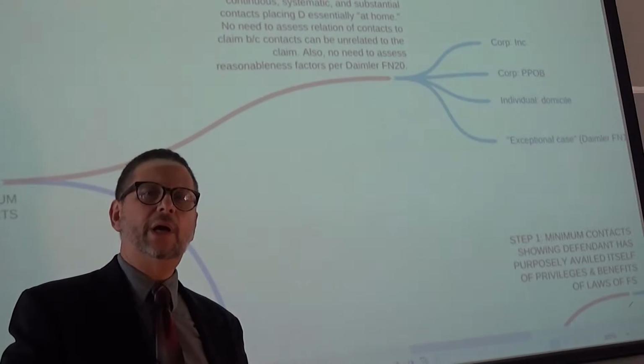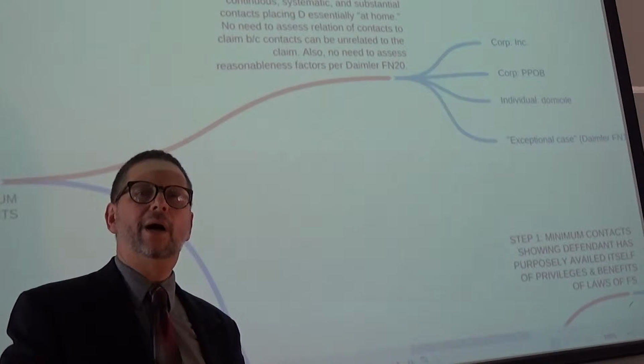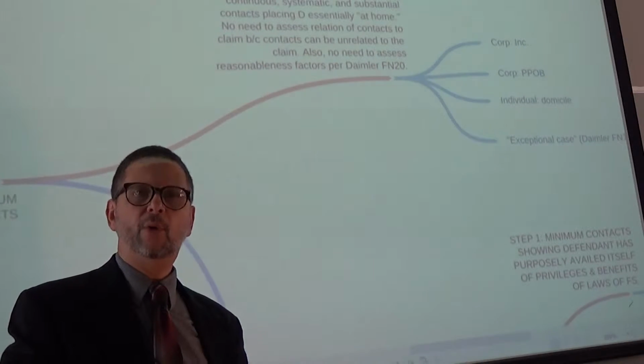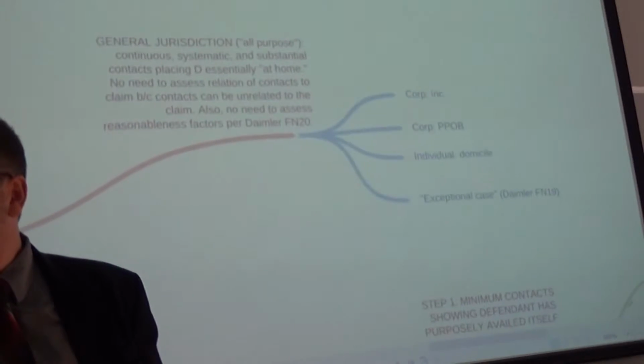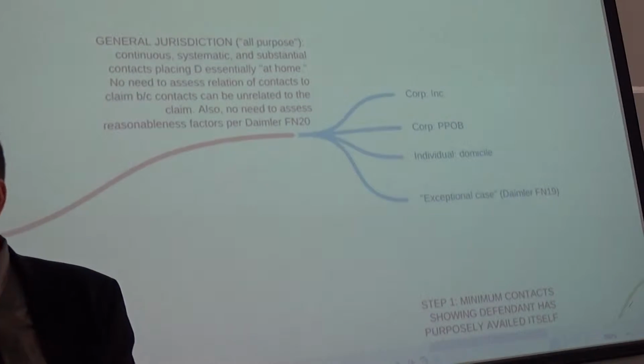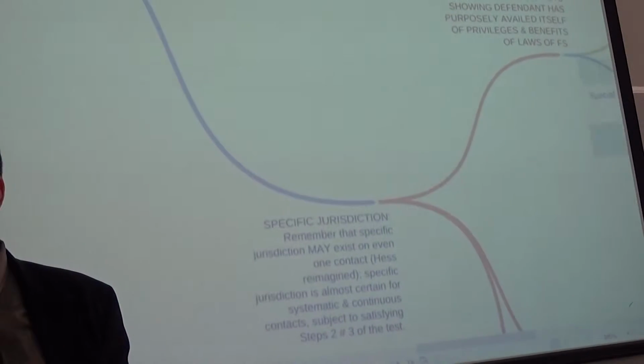There's two kinds of ways to analyze the minimum contacts test. One, your modern bases of minimum contacts. One is general jurisdiction, and the second is specific jurisdiction.